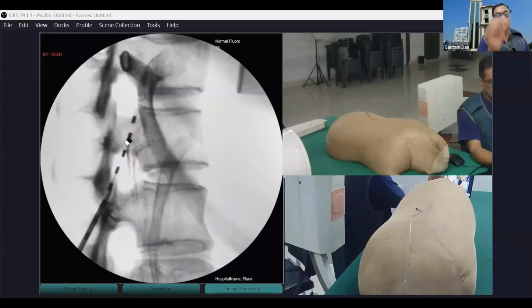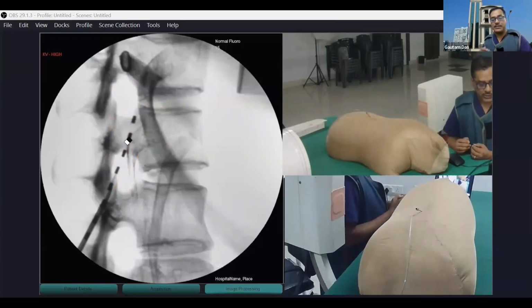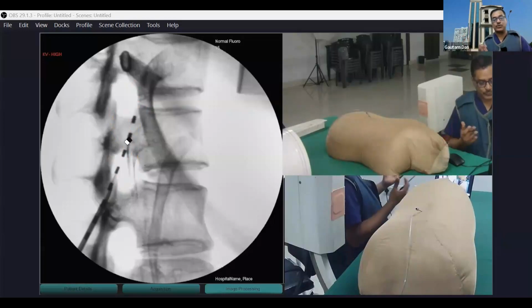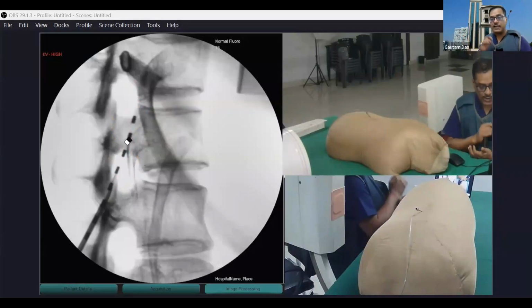Is it clear? Here, because I don't have any spinal cord, everything is epidural space. So in the spinal canal, it is going anteriorly. But in a real patient, what happens? I'll be showing you in the real video.